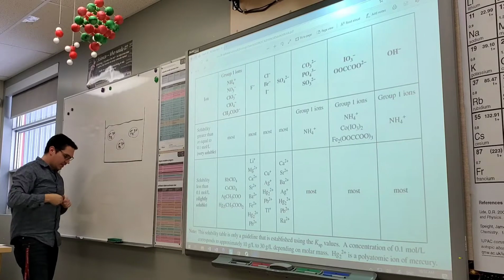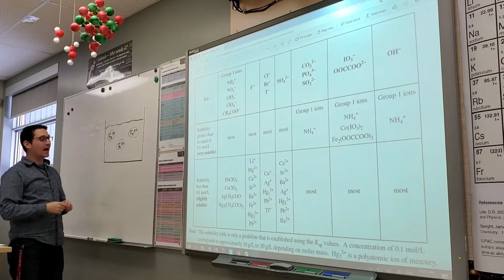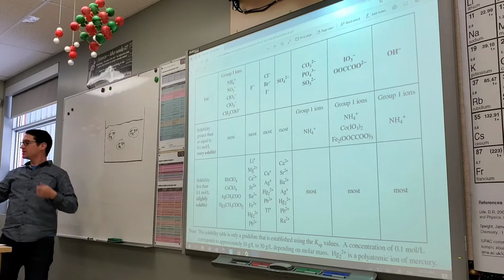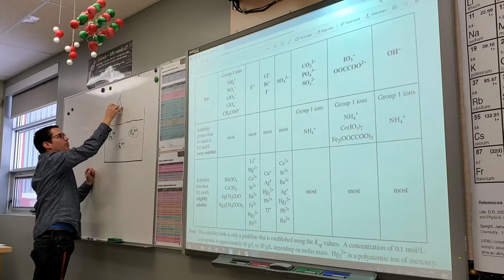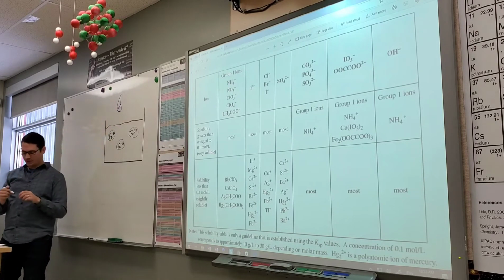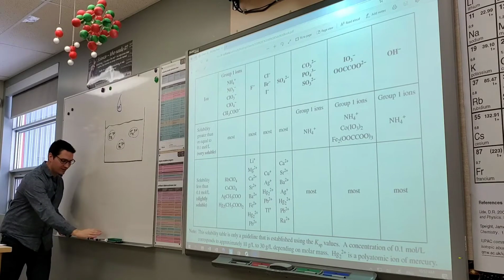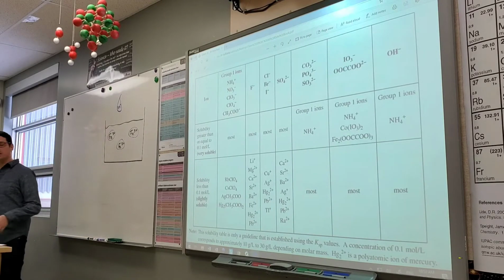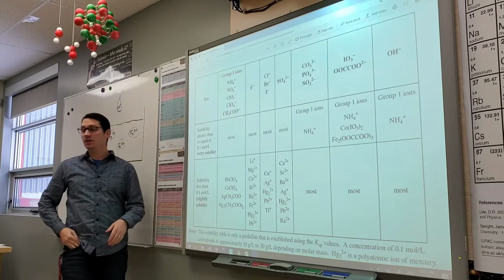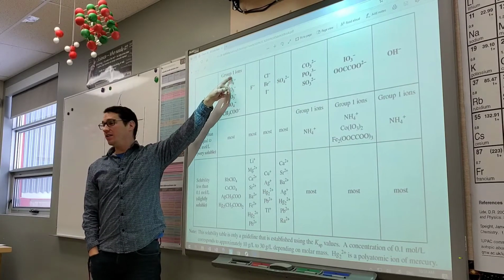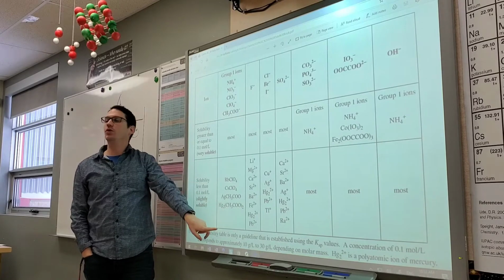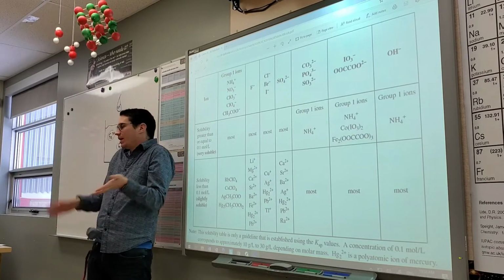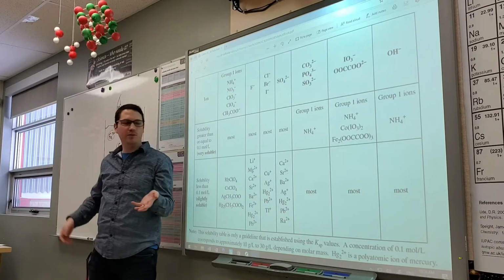So when I add, I've got iron 3+, and the iron 3+ looks orange. I'm going to add a drop of sodium hydroxide. Now, it's not the sodium that I care about, because sodium is a group 1 ion, and those group 1 ions basically pretty much don't form any precipitates. So sodium ions, I don't really care about, okay?